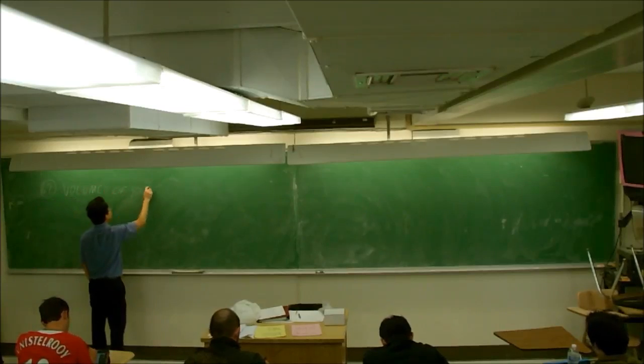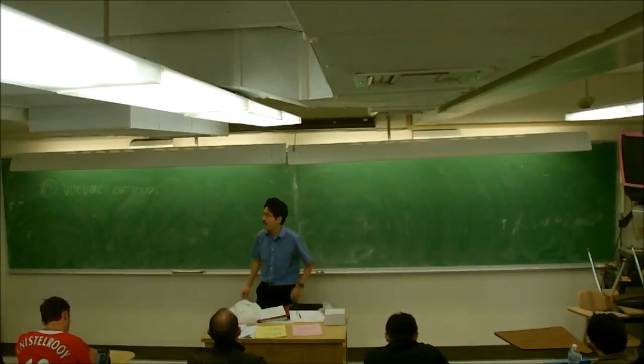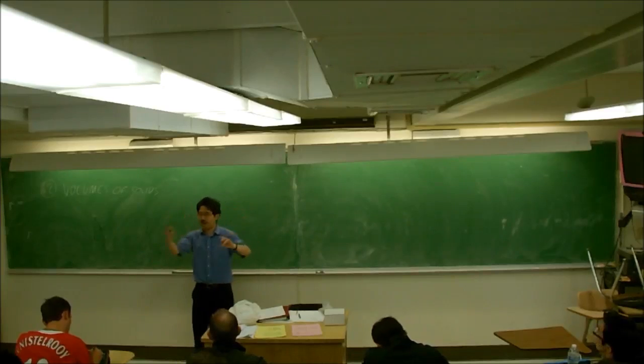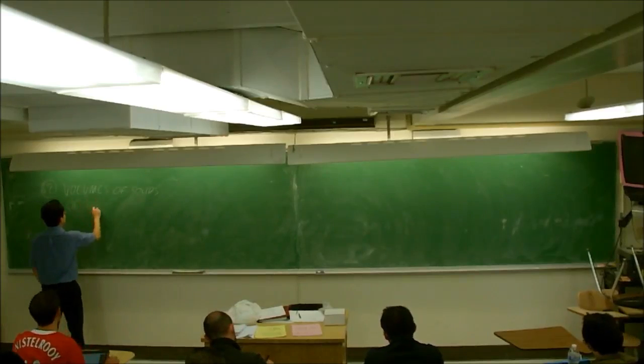Volumes of solids. Now, not quite like that TV set. That TV set is more like Calc 3, all right? So we're going to do this kind of thing. We're going to take a plane region and revolve it about an axis. That's called the solid of revolution. Volumes of solids of revolution.